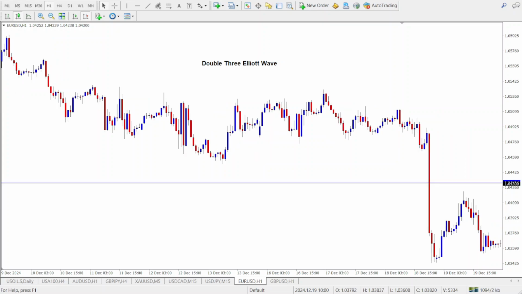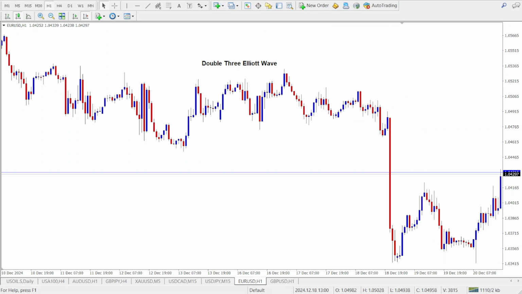Now, let's break it down a little more. The structure of the Double Three Elliott Wave consists of three main parts. We're going to be looking at them one after the other. The first is the first correction.